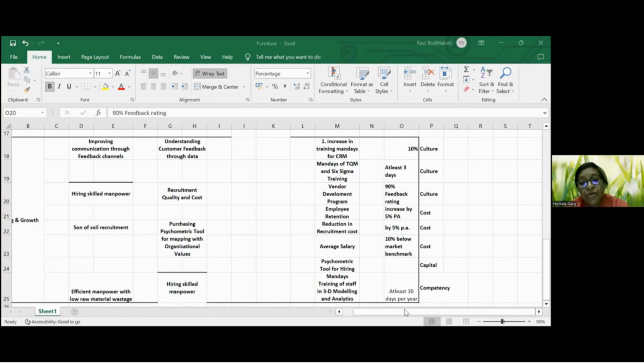Now, in order to deliver this, what will you do in your internal business processes? You have to have good supply chain management, right? Good customer management processes, right? Good quality controls, right? So these are some of the things internally when you look at it.